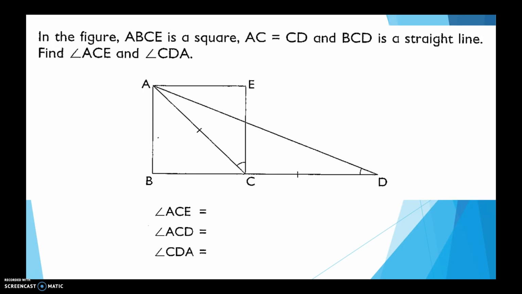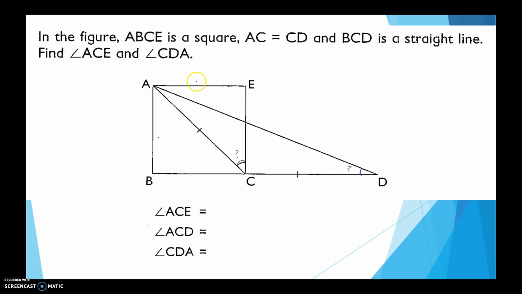This is number 5 on your notes. It says, in the figure, ABCE is a square, AC equals CD, and BCD is a straight line. Find angle ACE. So that's this one right here. We'll put a question mark by that. And angle CDA. So we'll put a question mark by that one. Okay, let's mark what we know.